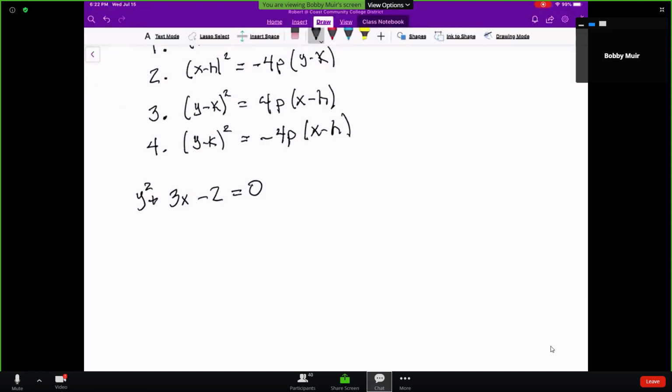Okay, so what you do, anytime you recognize that one of the variables is squared, it's always a parabola. And it's going to open in the direction of the non-squared variable, okay? So this guy is going to be a side-to-side parabola. Okay, so what I want to do is find the vertex and the focus for this guy.